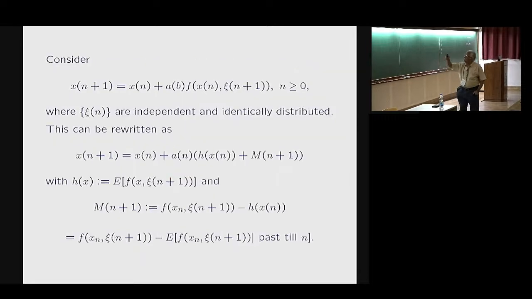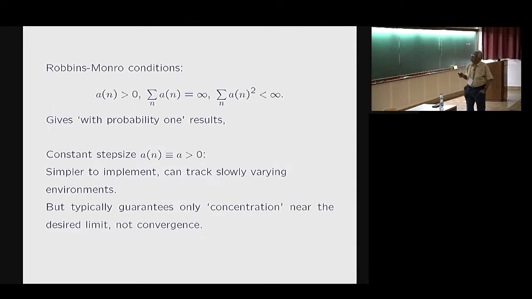And this slide just shows that this additive uncorrelated noise is a general enough model, because anything of this form, the first display, xn plus 1 is xn plus an times f of xn comma xn plus 1, a typical learning algorithm where xn plus 1 are IID, can be reduced to the form h of xn plus mn plus 1 just by adding and subtracting the one-step conditional expectation. These are the Robbins-Monro conditions for step sizes, and people also do look at constant step size when they want to track some non-stationary environment.